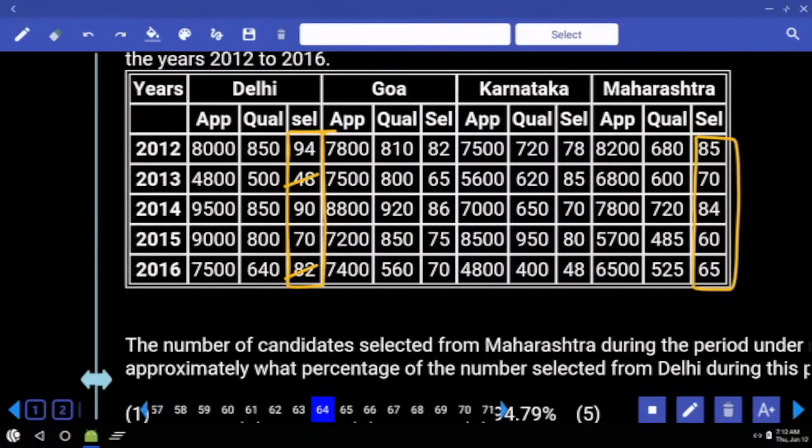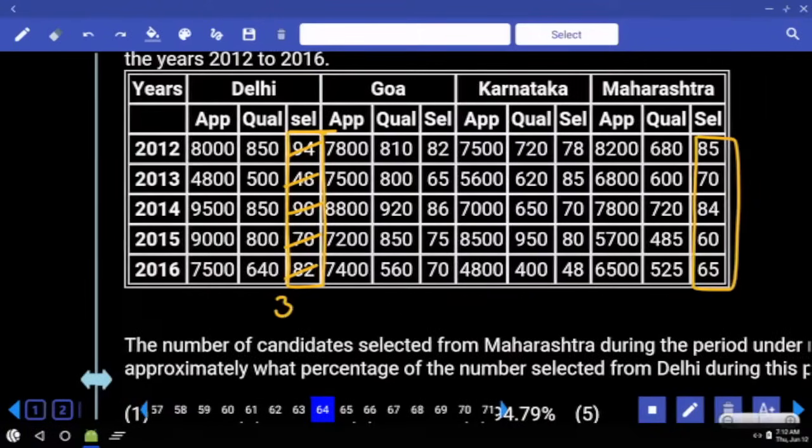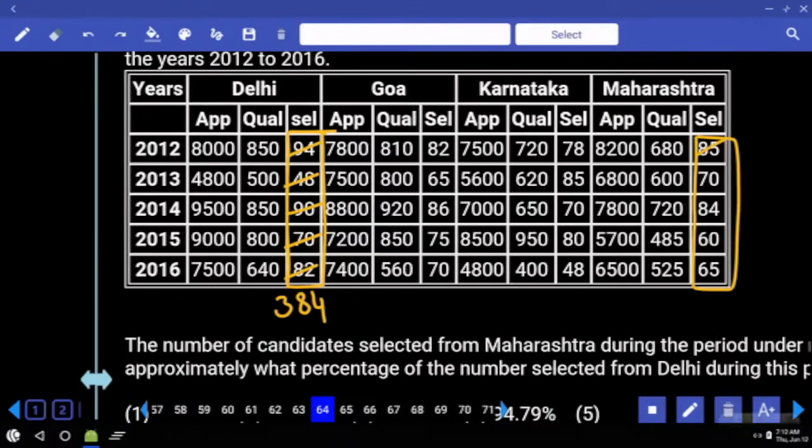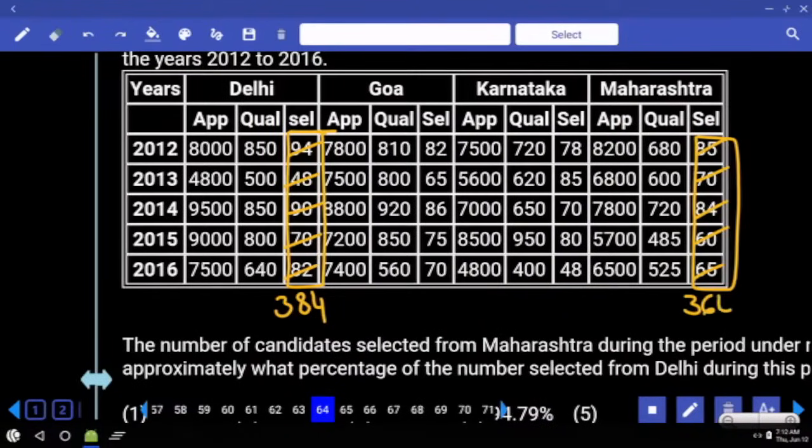48 plus 82, 130, 130, 70, 200. Round figure, remember. 94 plus 90, 184, 200, 384. Are you okay? 85, 65, 150, 150 plus 60, 210, 210 plus 70, 280, 280 plus 84, 364. Question is, 364 is what percent of 384?